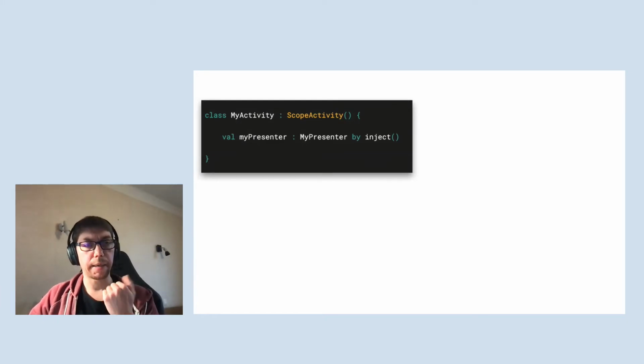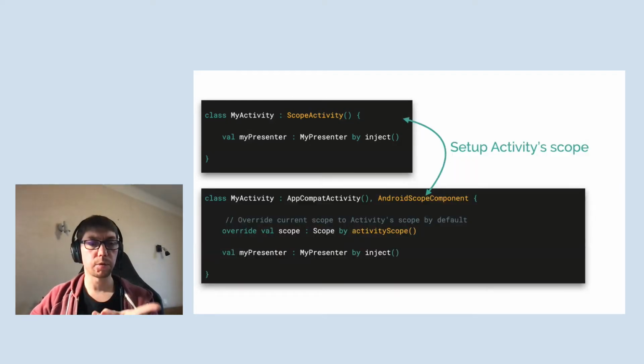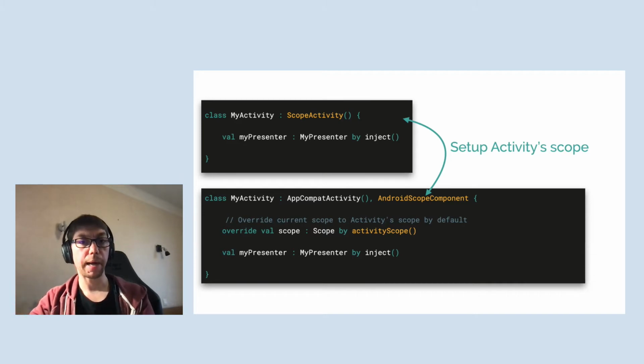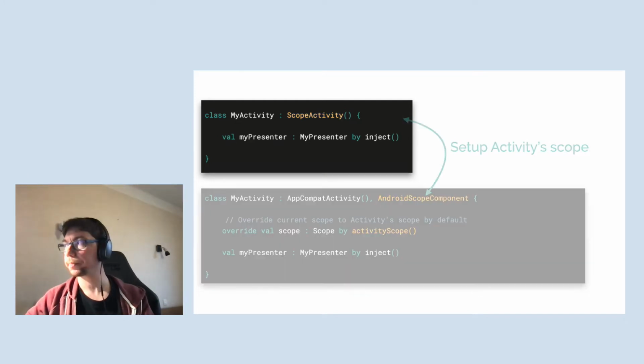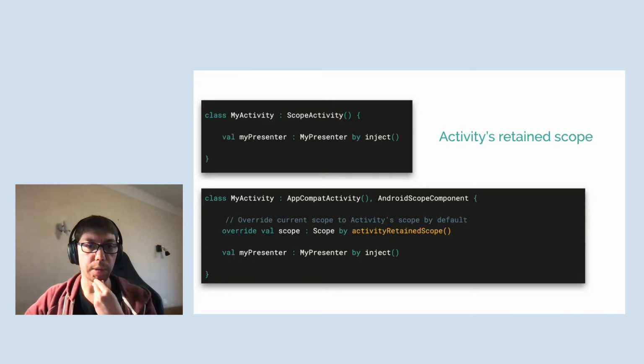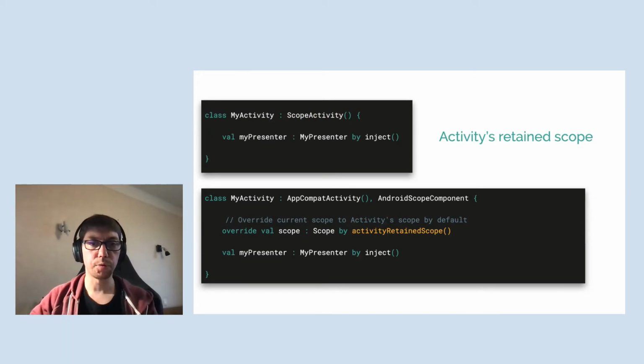Getting access to the scope API in your activity can be done in two ways. Either you are using ScopeActivity and everything is created for you, you just write by inject. Or you don't want to inherit from the ScopeActivity from Koin and want to keep your class hierarchy, and then you can just use the AndroidScopeComponent interface to let you define your scope. You will have to define your scope here. Then we can have an activity scope, activity retain scope, or other kind of scope. But then you will manually deal with your scope, and then after that, you can write by inject in your activity, and then it will refer automatically to the right scope. Don't forget that you also have the activity retain scope, which helps you persist your instance through activity's death.